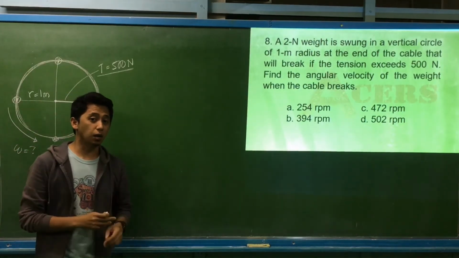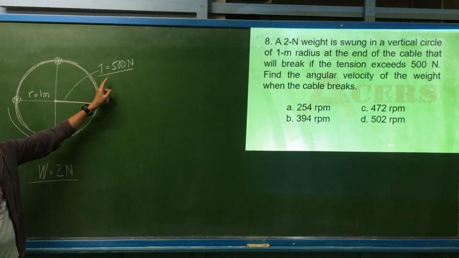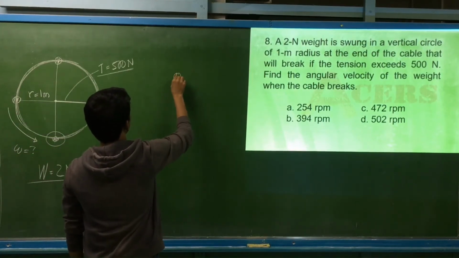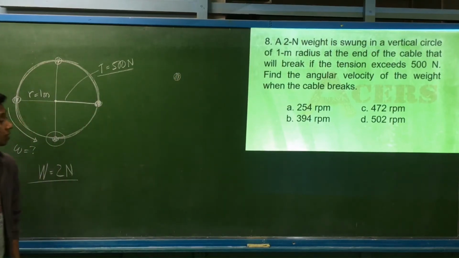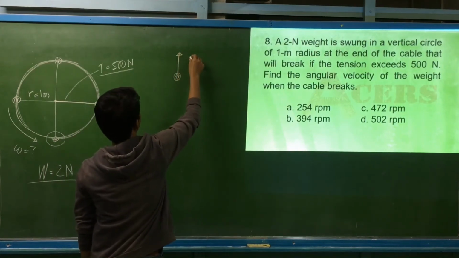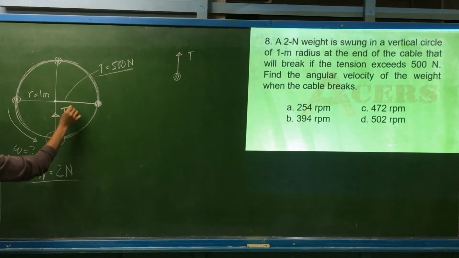All we have to do is pinpoint at what specific position of the weight the cable is critical, or the tension of the cable is maximum. That is at the lowest point. If the object is at the lowest point of the vertical circle, the tension is maximum. If we cut that or separate this portion, what forces are we going to consider? The tension will prevent the object from moving out of the circular motion. That is our tension.